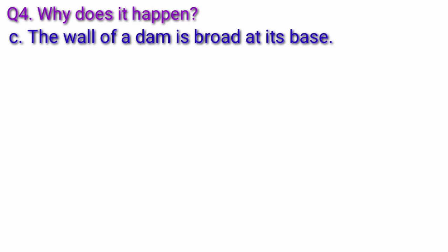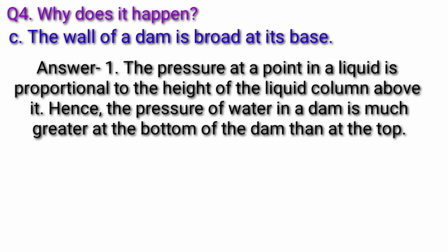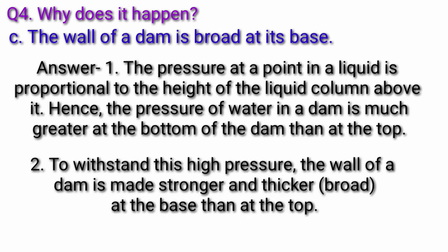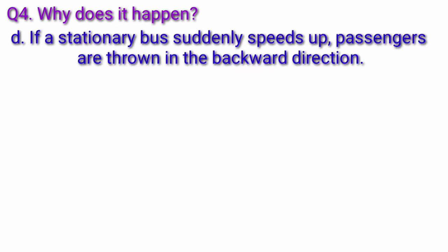Now, question C, why does it happen? The wall of a dam is broad at its base. Answer, the pressure at a point in a liquid is proportional to the height of the liquid column above it. Hence, the pressure of water in a dam is much greater at the bottom of the dam than at the top. To withstand this high pressure, the wall of a dam is made stronger and thicker at the base than at the top.